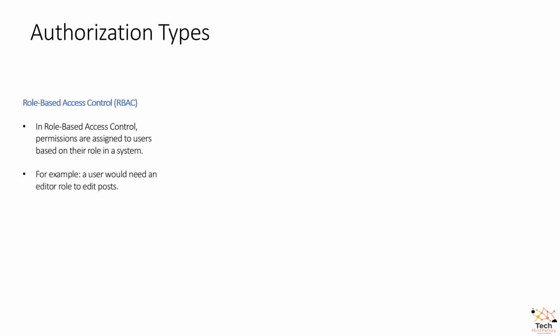For example, a user would need an editor role to edit posts. So to edit a specific post in the application, the user has to be granted the editor role. And once the editor role is assigned to the user, this user can edit posts. Basically, we can have different kinds of roles like global administrator, reader, writer, and so on. This is, I would say, the most popular system when it comes to authorization.